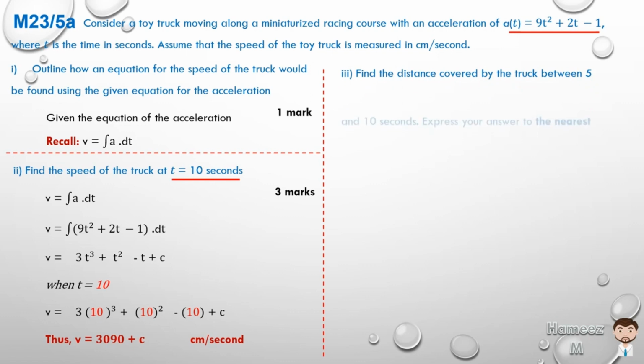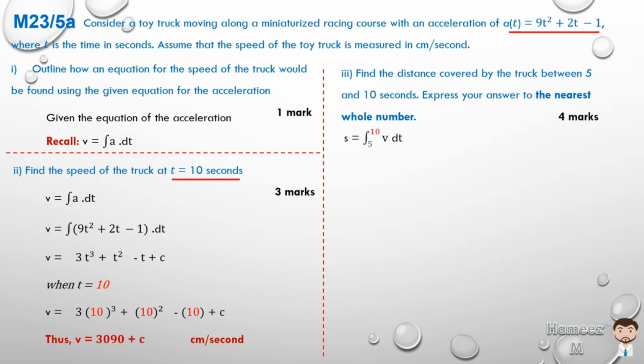Part 3. Find the distance covered by the truck between 5 and 10 seconds. Express your answer to the nearest whole number. So we want to find the distance, knowing we have a formula for velocity. So s is equal to the integral of v with respect to t between the limits of 5 and 10. We substitute: s is the integral of 3t cubed plus t squared minus t plus c between those limits. The integral gives us 3t to the fourth over 4, plus 1/3 t cubed, minus a half t squared, plus ct, using the integration from part 2, between the limits of 5 and 10.